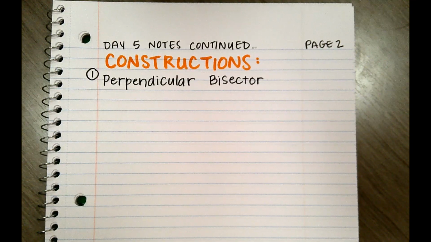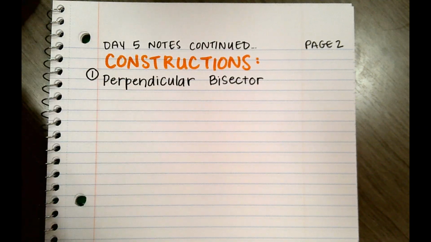So does anybody know what perpendicular means? Somewhere in there. Anybody know? Cross. It has to do with an angle. Okay. Perpendicular. Here's what it means.